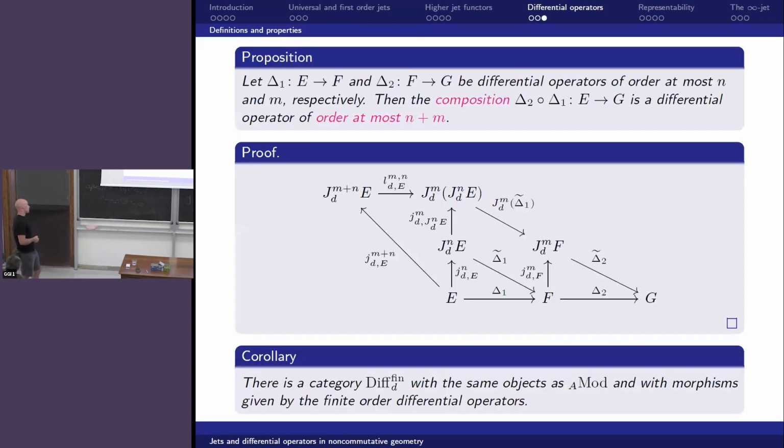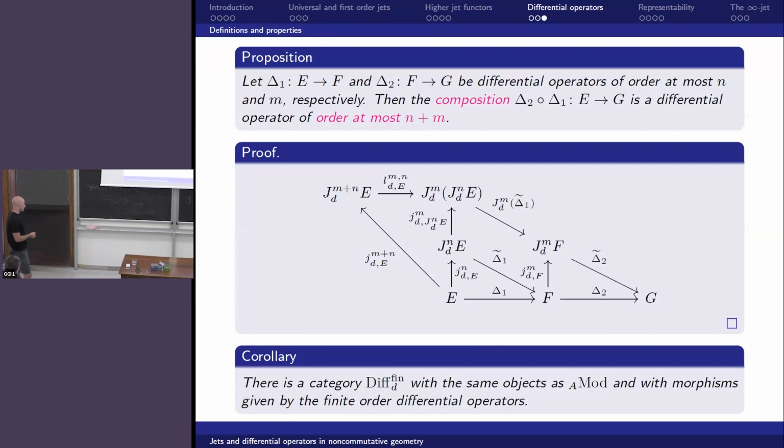So differential operators, you can compose them. This is obviously something that you want differential operators to satisfy. And in order to see this, you take two differential operators. They both have lifts, and you need a lift of the composition. That involves constructing this map here. So you need a map from J^(m+n) to J^m of J^n. It's a bit of work to construct this, but once you have that, this composition will be a lift of the differential operator.